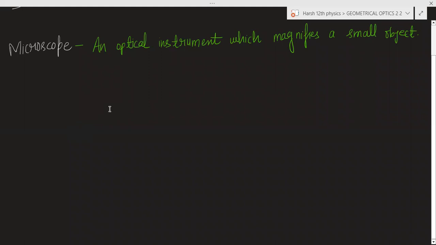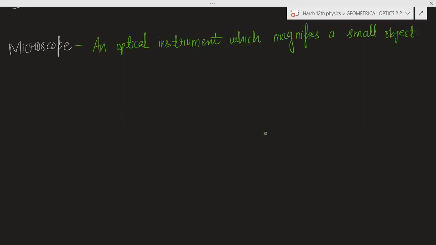the least distance of distinct vision, means the least distance up to which we can see, is 25 centimeters, and the maximum distance up to which the human eye can see is infinity. If you try to see an object which is at a distance less than 25 centimeters, then there will be strain in your eyes.